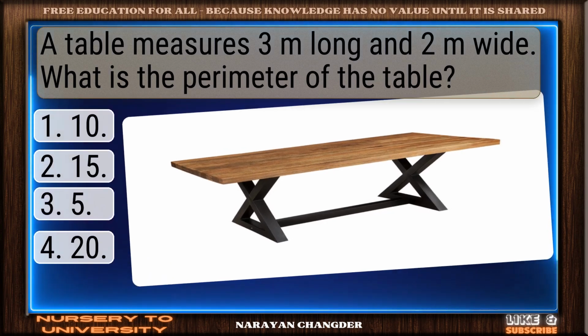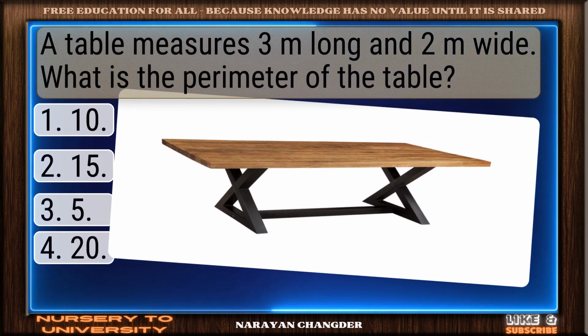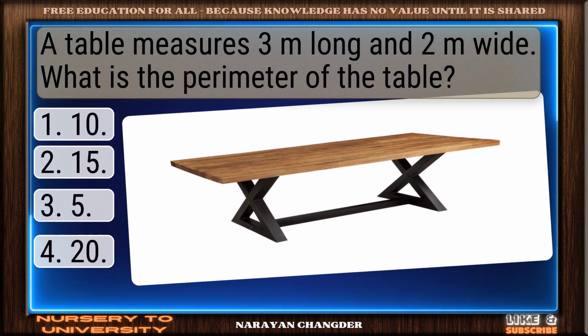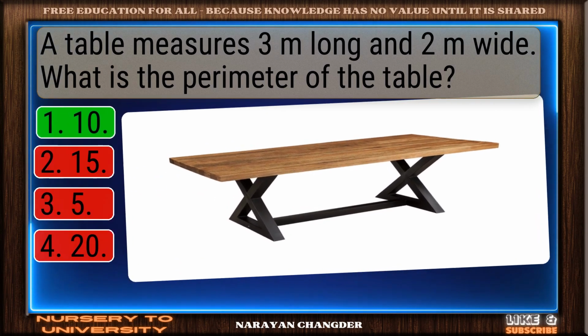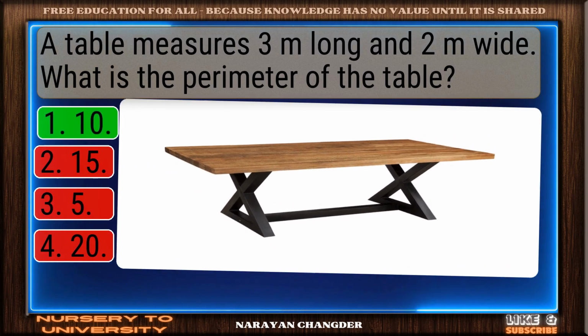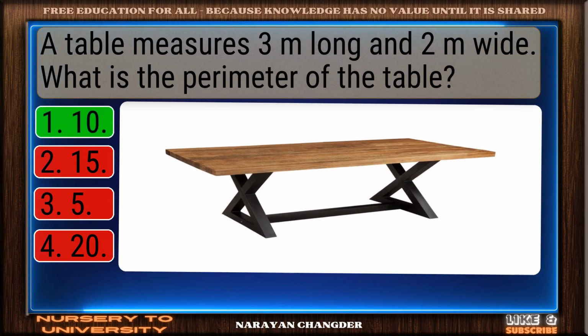A table measures 3 m long and 2 m wide. What is the perimeter of the table? Excellent choice. 10 is the right answer.